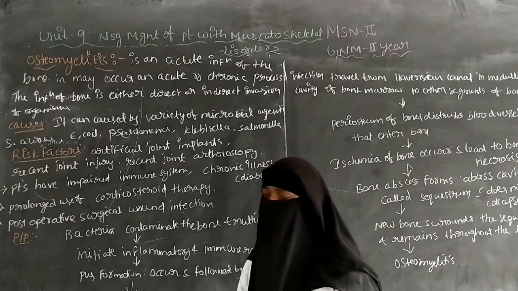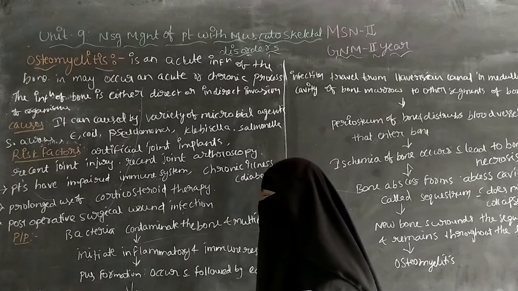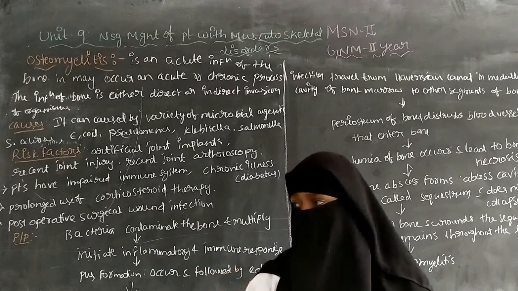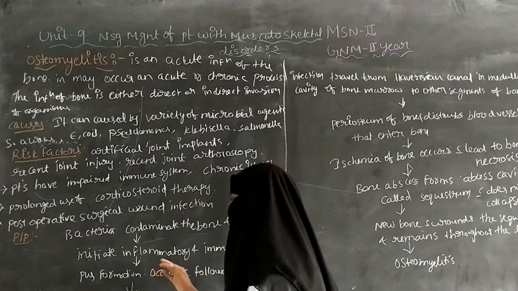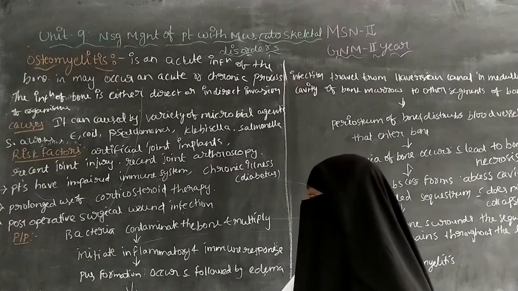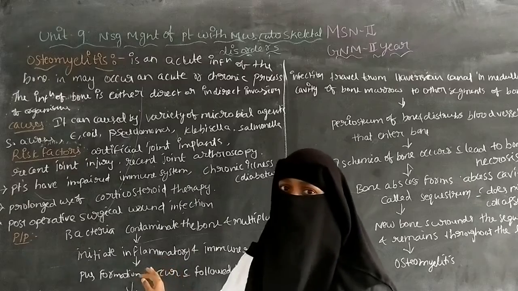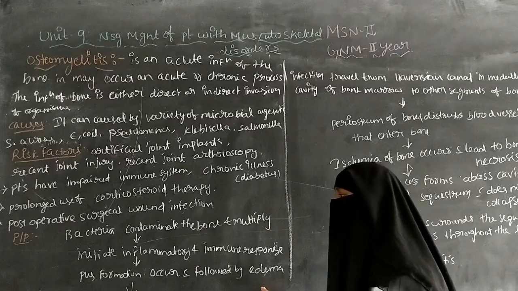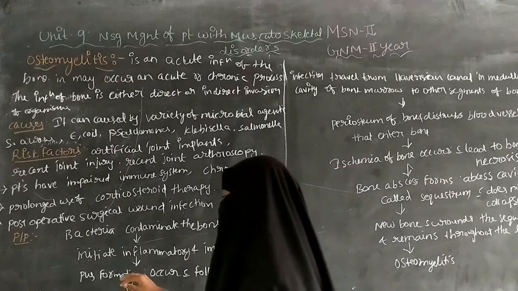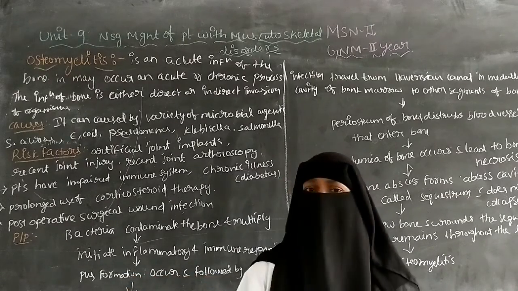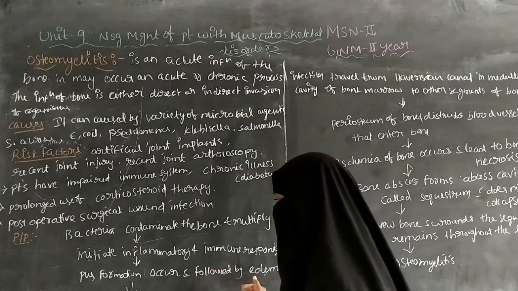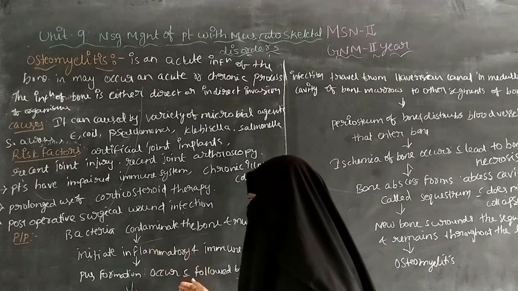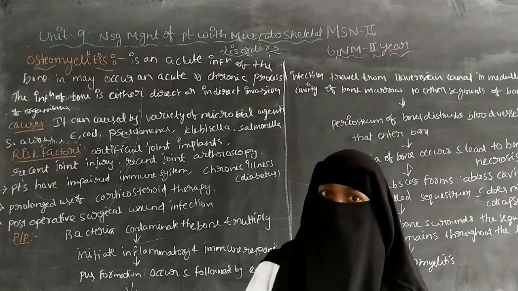Because of the bacteria entering the body, pus formation can occur in the bones. The inflammatory response is initiated, and because of this inflammatory response it can cause edema. Pus formation occurs, followed by edema. Edema means inflammation.